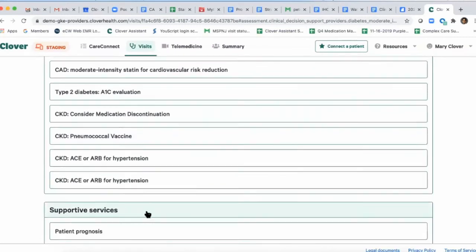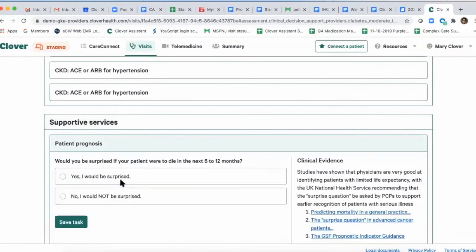And this last one is supportive services. So as a doctor, if your patients have limited life expectancy, we know that the research in general says that doctors are very good at determining whether their members are expected to live 6, 12 months or less. So we ask the question, would you be surprised if your patient were to die in the next 6 to 12 months? If the answer is yes, I would be surprised, you're done.